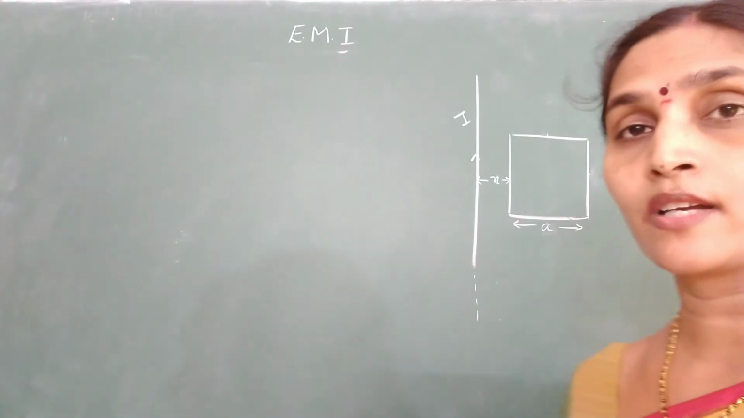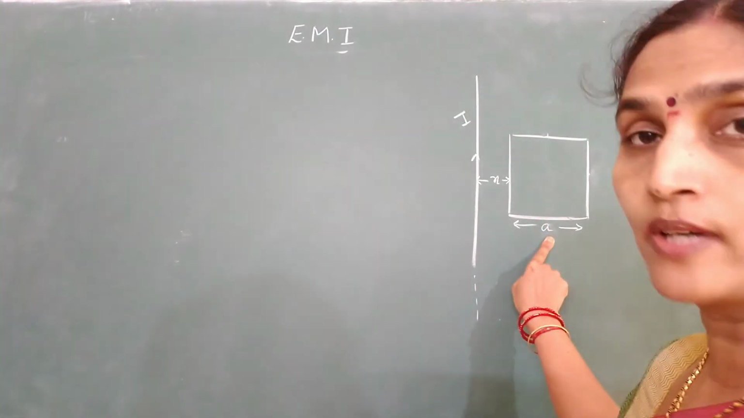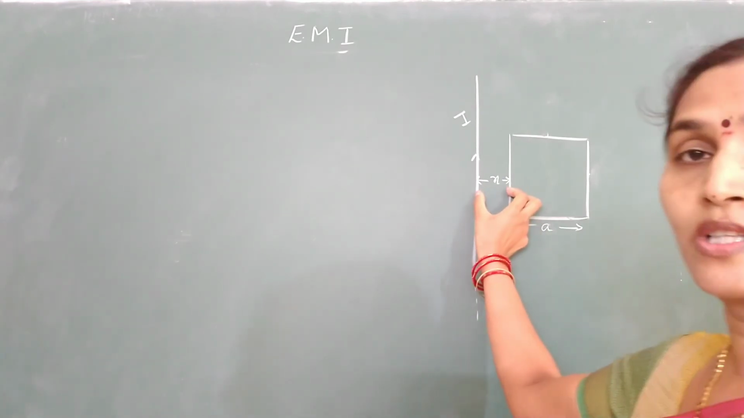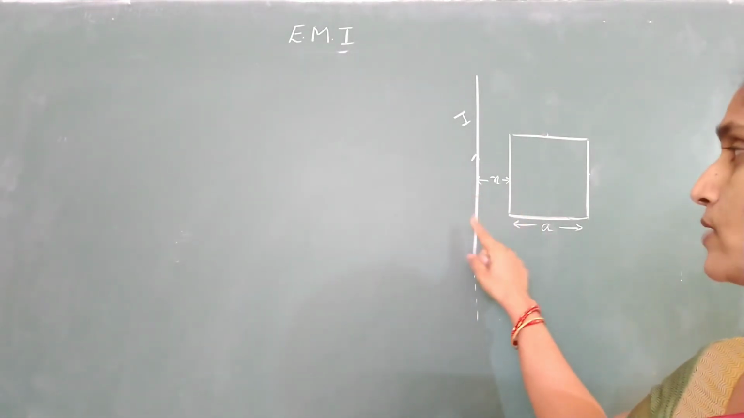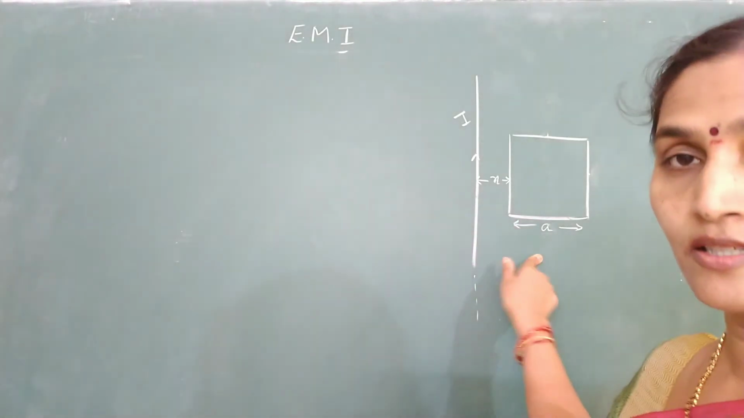Okay, so sometimes you may get a question like this. There is a square loop whose side is equal to A, placed very close to a conductor at a distance x as shown in the figure. Then find out the mutual inductance of these two systems, the system of a wire and a square loop.